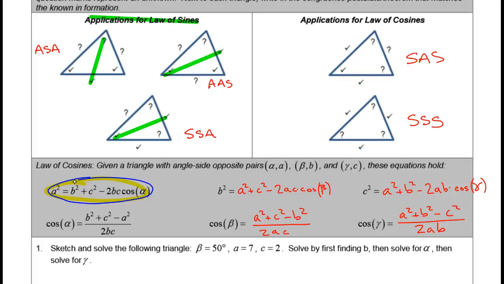Let's say we have this triangle up here, and I'll call this side A. And that means this is angle alpha. And this would be side B and side C. The length of a squared is going to be equal to the length of b squared plus c squared minus 2 times b times c times the cosine of the angle between them. So that's law of cosines.